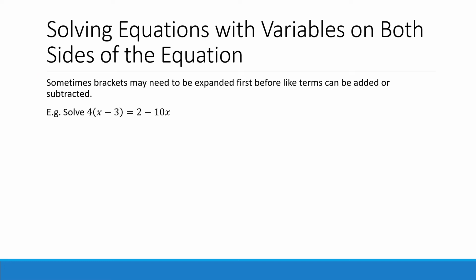Alright, so now sometimes you might have to expand some brackets before you solve, like in this one here. And then once you expand the brackets, then you can collect your like terms. So expanding here, 4x minus 12 equals 2 minus 10x.